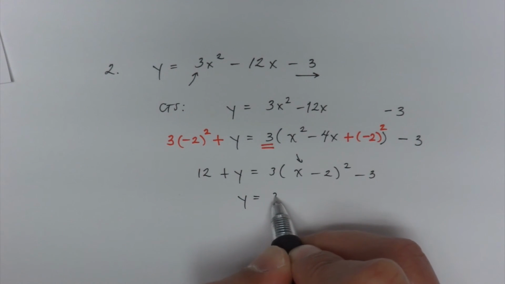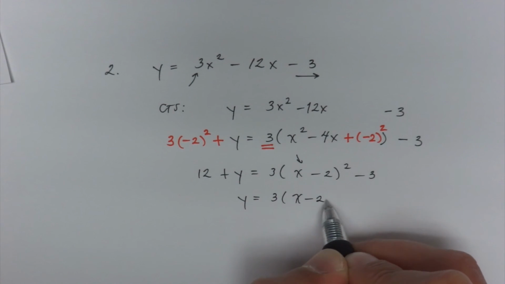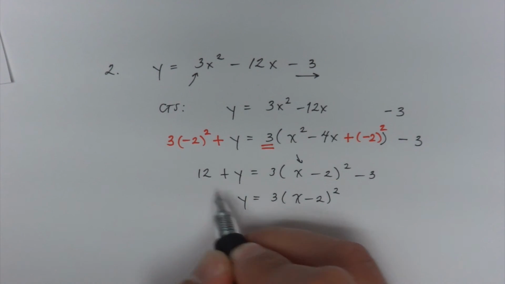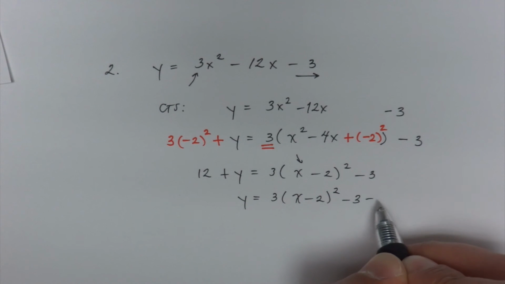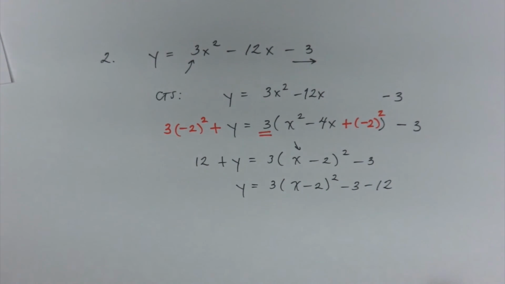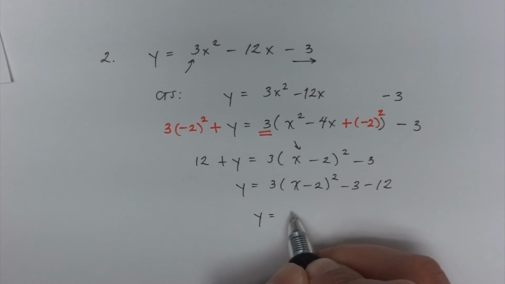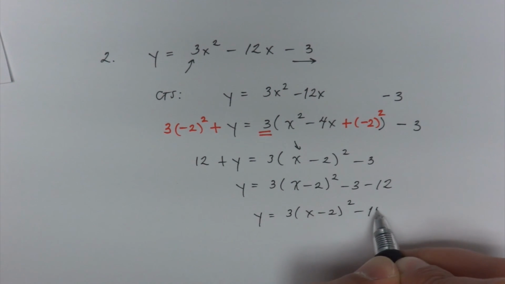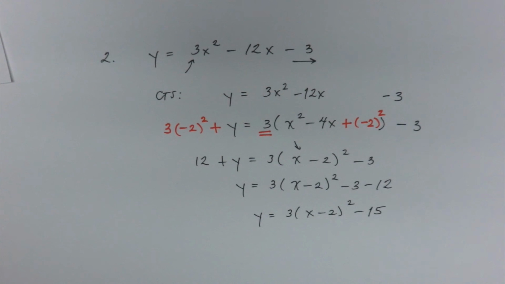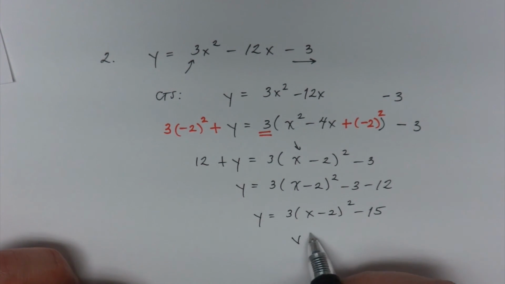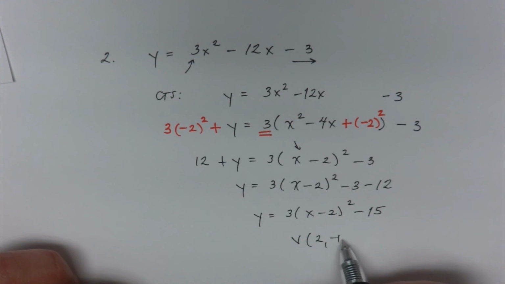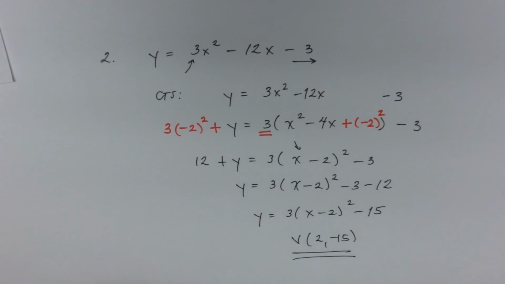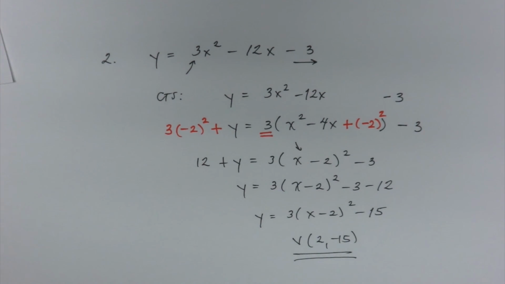I clean it up: x minus 2, and then this positive 12, I take across the equal sign, and it becomes a negative 12. Therefore now y is equal to 3 times (x minus 2) squared minus 15. Then I can graph it very easily, very simply. My vertex is going to be positive 2 and negative 15. And that's how you convert a quadratic into vertex form. Hopefully that helps, guys.